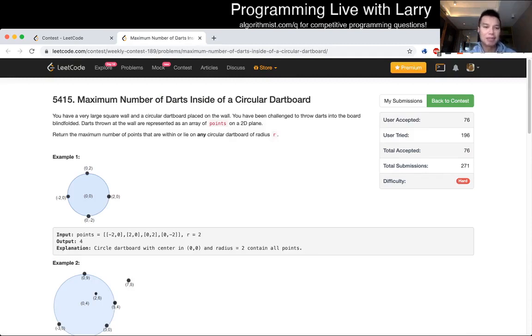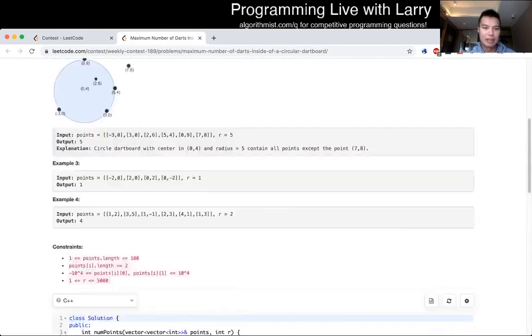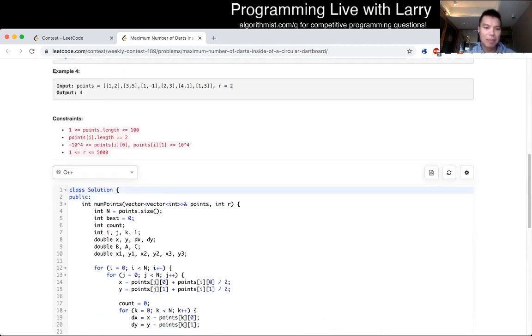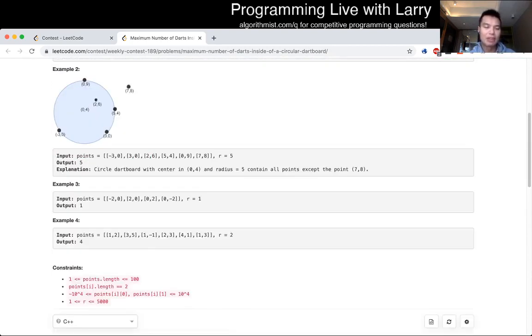Q4, maximum number of dots inside a circle dartboard. So I knew how to do this immediately. I've done this before, which makes it a little bit sad that I took so long. The short story is, for n points, your center will either be on one of the points, the midpoint between 2 points, or the center of 3 points that form a circle.